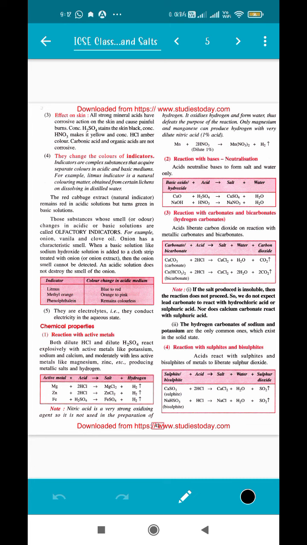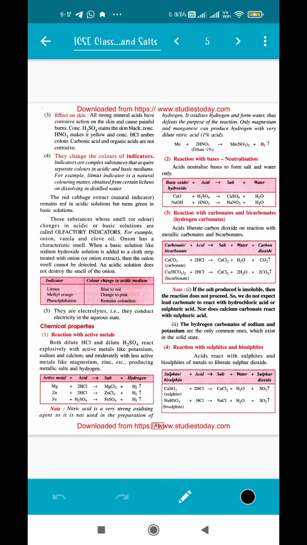So let's see about the indicators which we learned. Litmus will change from blue to red in acidic medium. Methyl orange will change from orange to pink in acidic medium. And in case of phenolphthalein, it is colorless in nature. It will remain colorless when it is exposed to acid. No color change will be observed. But in case of base, there will be a different color change, so that we can understand that okay, this is a base and this is an acid.